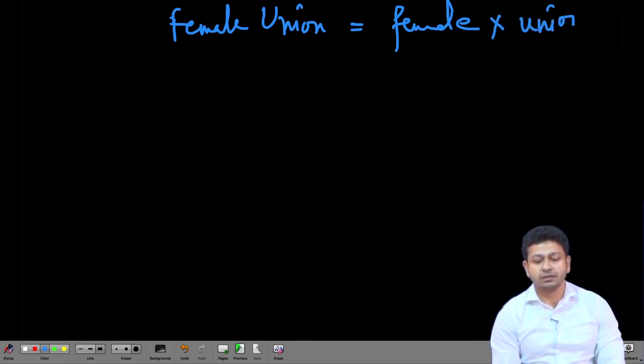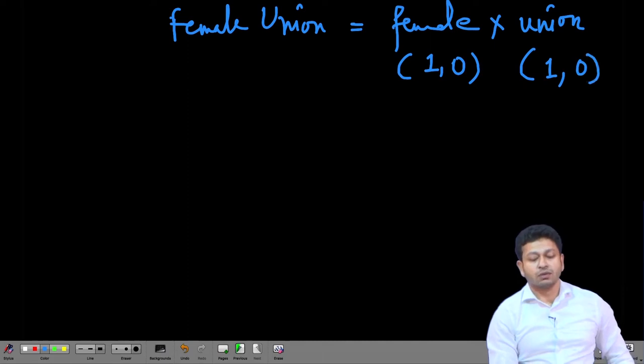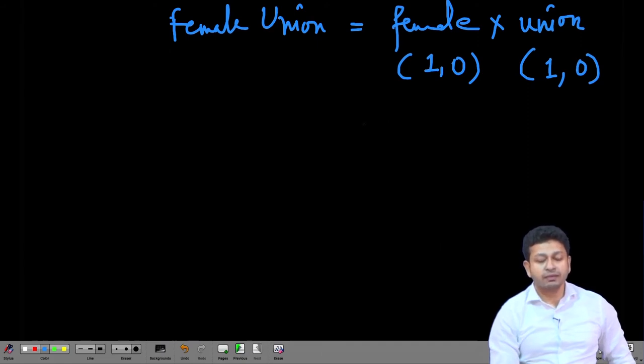Female cross union. Female can take 0 and 1, and only when it is female will it be 1. Union can take 0 and 1, so only if the person is part of a union is it going to be 1. Essentially, if we multiply, it will have only one value of 1 when both are true, female and union. In all other cases it is going to be 0.